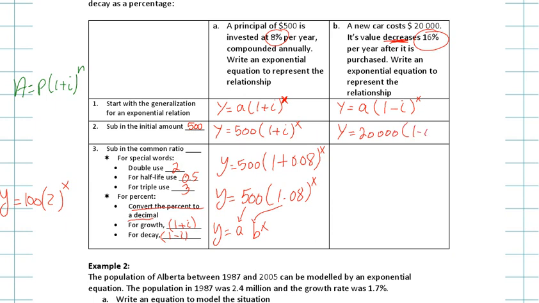What's my rate or ratio? 16%. What would that be in decimal? 0.16. A lot of people forget to switch it to decimal. Please don't forget. So what's your base for this one? 0.84.